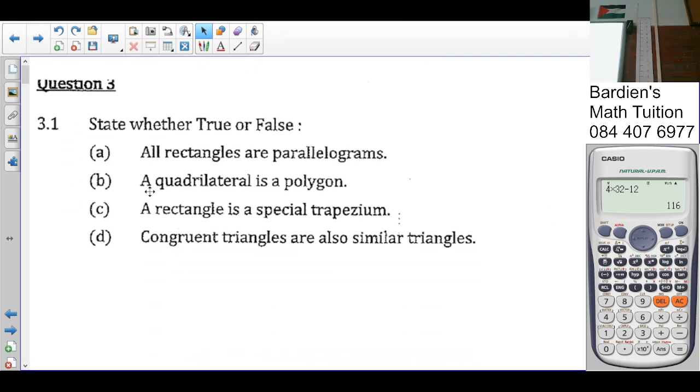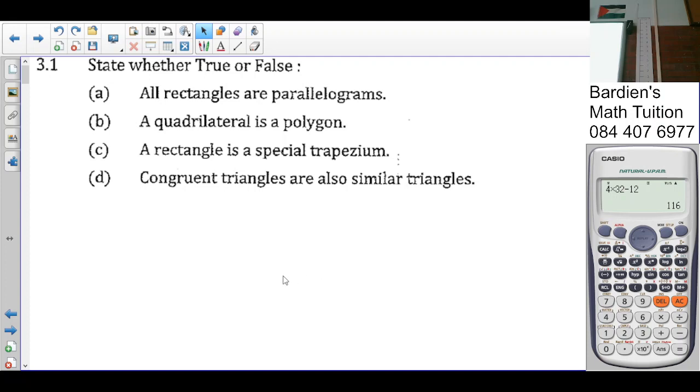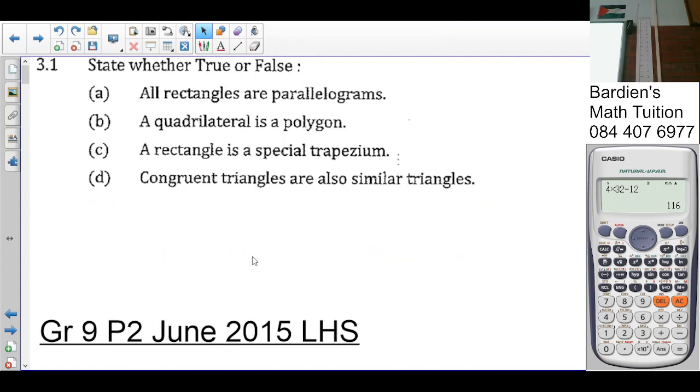Question 3. State whether the following are true or false. All rectangles are parallelograms. True. Are all parallelograms rectangles? No. A quadrilateral is a polygon. True. A rectangle is a special trapezium. True.